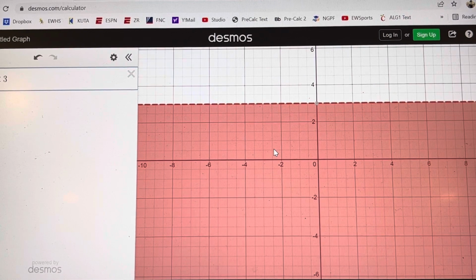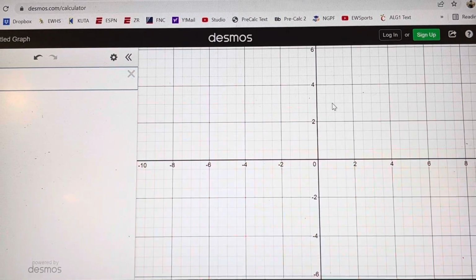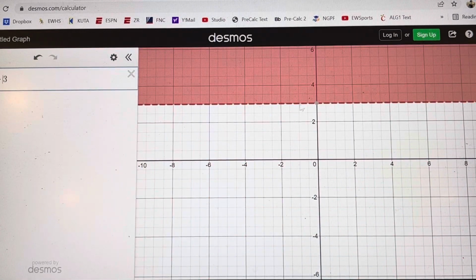If I change it to less than or equal to, the only thing that changed was the line went from dashed to solid. If I change it to greater than, notice we've got a dashed line again, but this time the shading was above the line. And if I change it to greater than or equal to, the line just went to solid, but we still shade above the line.